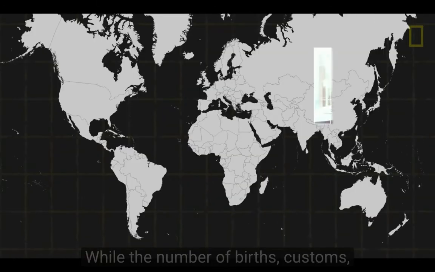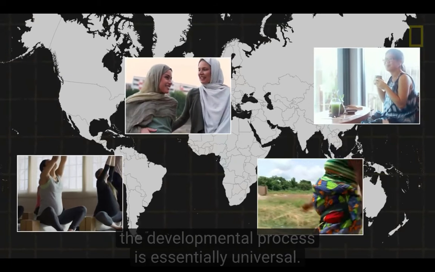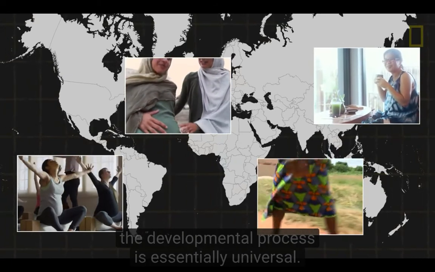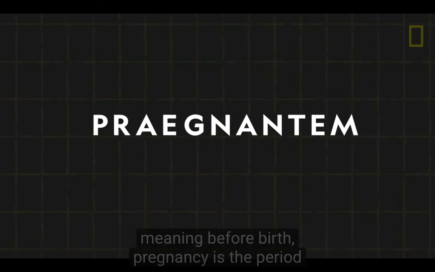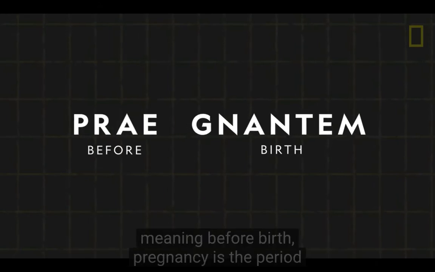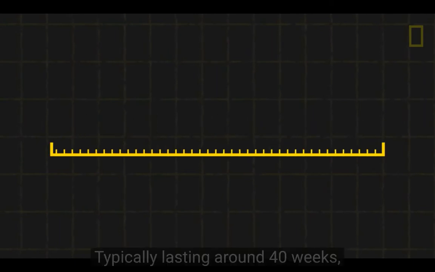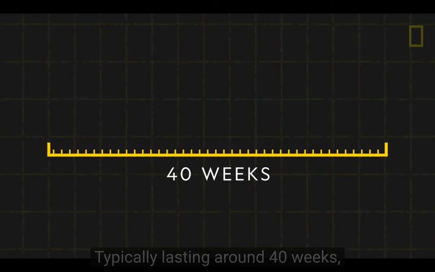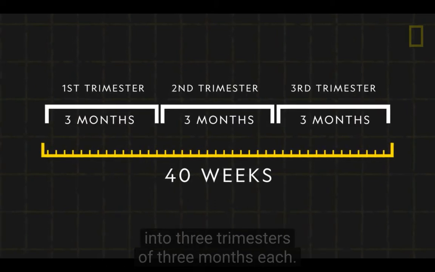While the number of births, customs, and traditions vary from culture to culture, the developmental process is essentially universal. Derived from the Latin word praegnatum, meaning before birth, pregnancy is the period in which the fetus develops inside the womb. Typically lasting around 40 weeks, human pregnancies are divided into 3 trimesters of 3 months each.